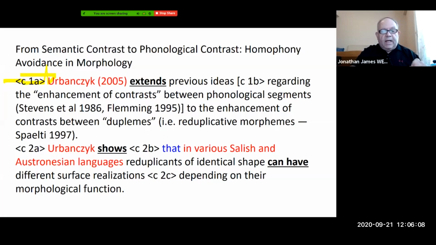So this is clause 1A. Now notice, there's something quite interesting here, and that is that we just don't have clauses that necessarily are in sequence. Some clauses are embedded within other clauses, and that's illustrated with this sentence here. Let me read it. Urbanchik extends previous ideas regarding the enhancement of contrast between phonological segments to the enhancement of contrast between duplemes. All right. Now, we don't really need to understand the text so much, as we are just basically at this point analyzing it.